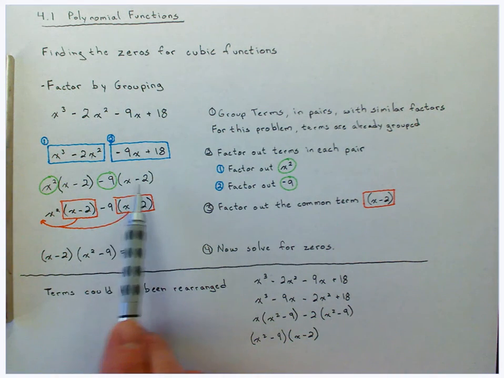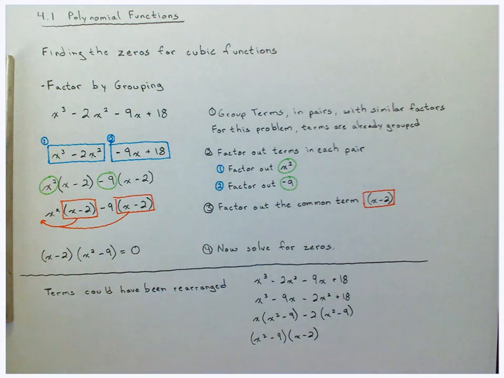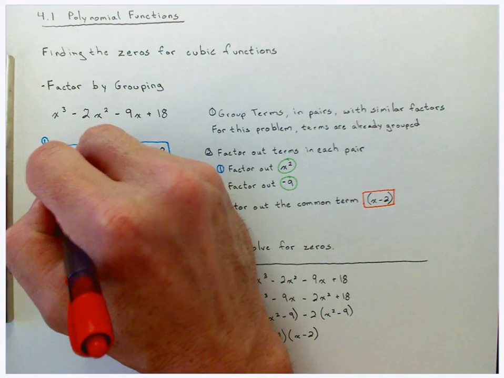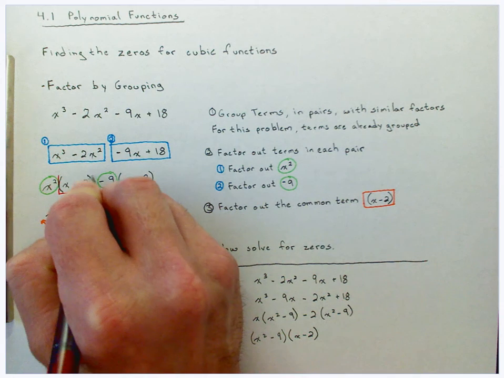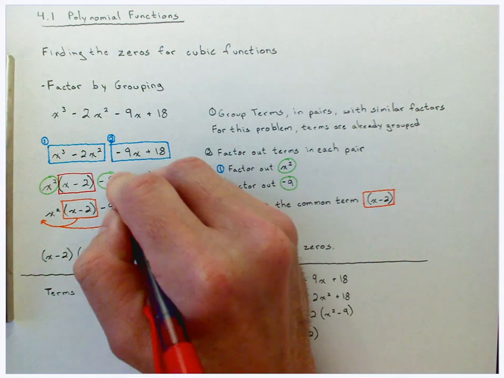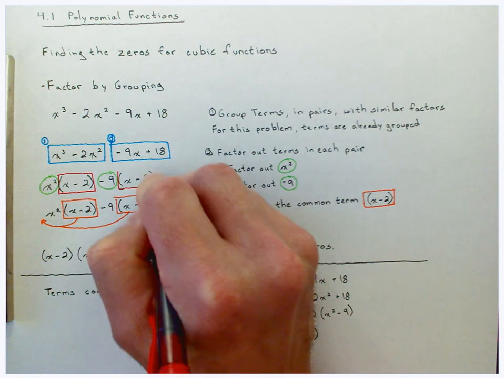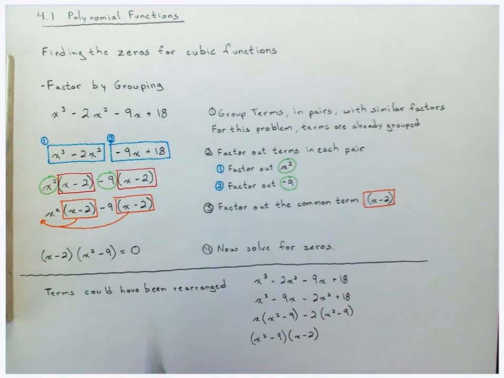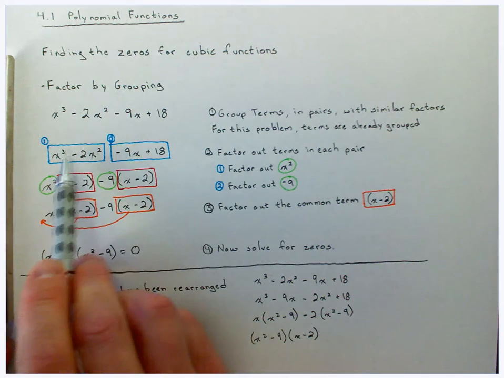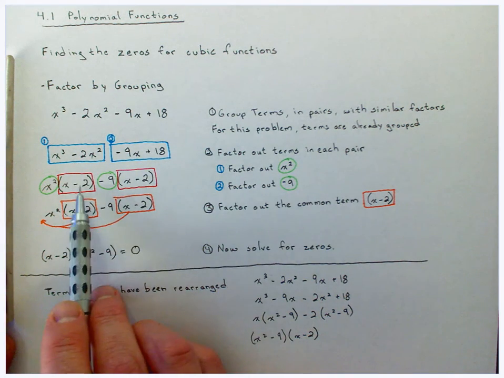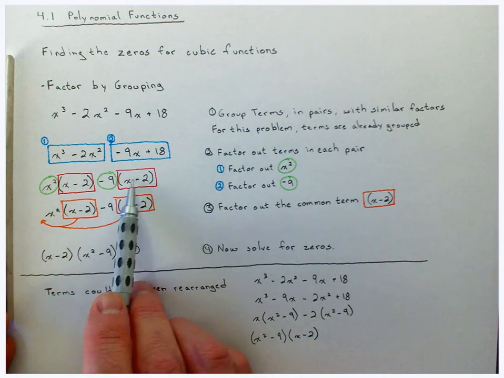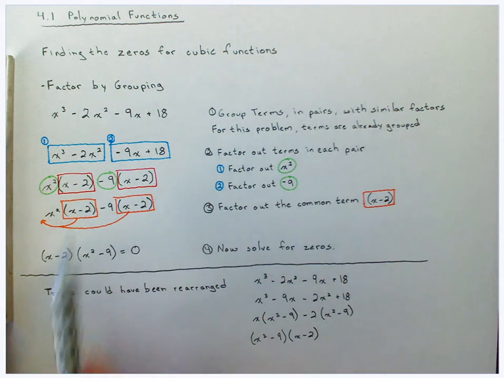This is the key premise right here: what I have remaining after I've done my factoring from both pairs is a similar term. That is the key principle. If I rearrange, pair them up, and factor out, and I cannot end up with the same term, then factoring by grouping will not work.